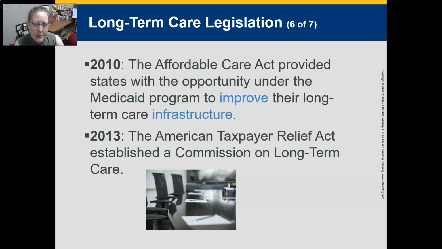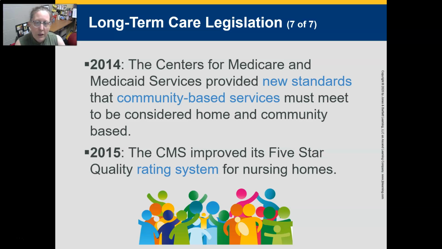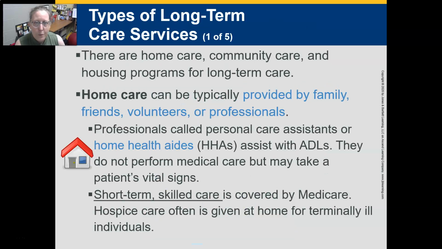In 2013, the American Taxpayer Relief Act established a commission on long-term care, to look at the issues and try to find the best solutions possible. In 2014, the Centers for Medicare and Medicaid Services provided new standards that community-based services must meet to be considered home and community-based. So they're starting to set some standards, and CMS also improved its 5-star quality rating system for nursing homes, which you can look up. So if you're trying to decide where to place a parent or a grandparent.